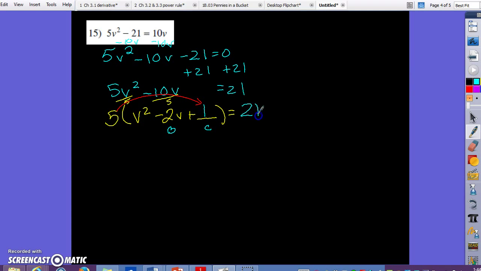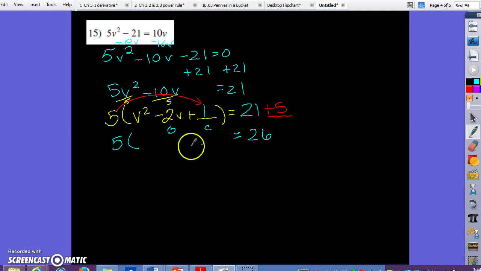So this is 21, and then I have to add a 5. Remember, you have to balance your equations on both sides. So again, I had to multiply 5 times 1. That's not really a 1, it's 5 times 1. So over here I have a 26.